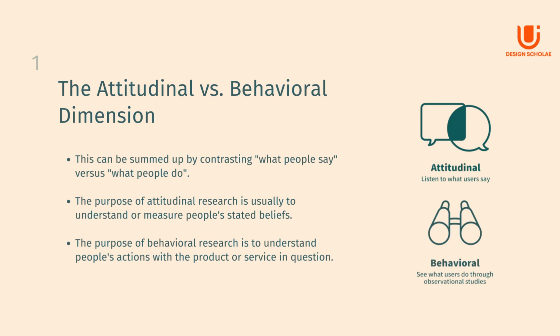So let's understand the first dimension, which is the attitudinal versus behavioral dimension. This can be summed up by contrasting what people say versus what people do. The purpose of attitudinal research is usually to understand or measure people's stated beliefs. The purpose of behavioral research is to understand people's actions with the product or service in question.